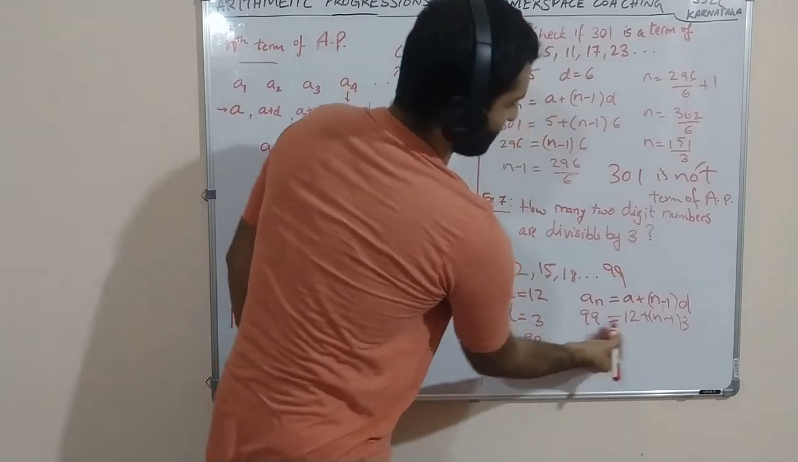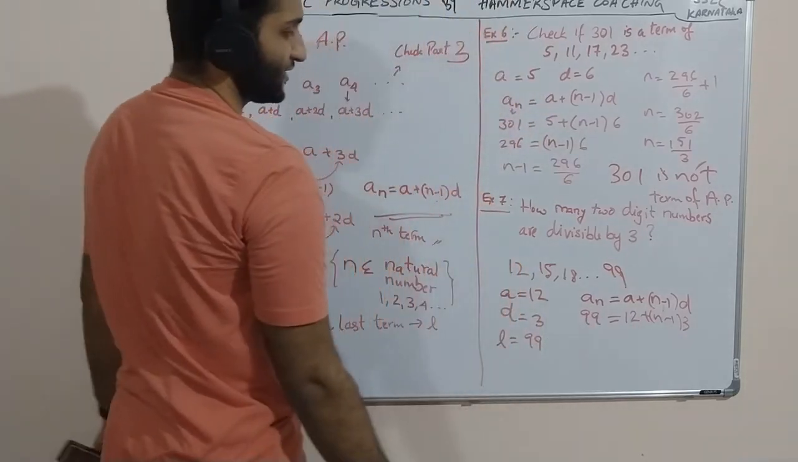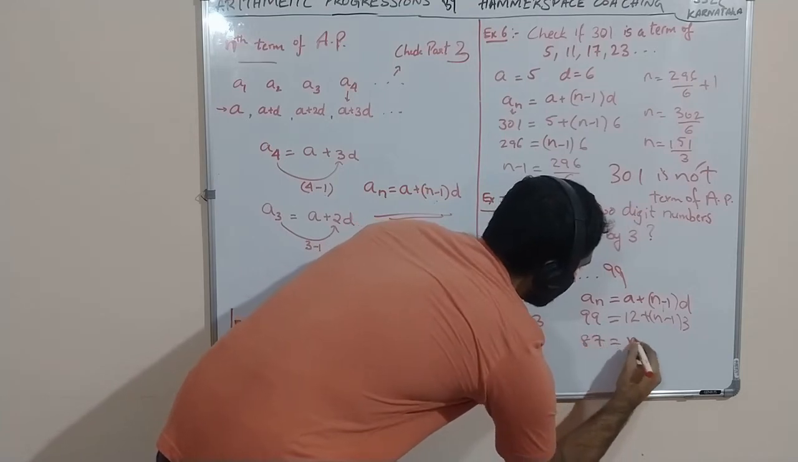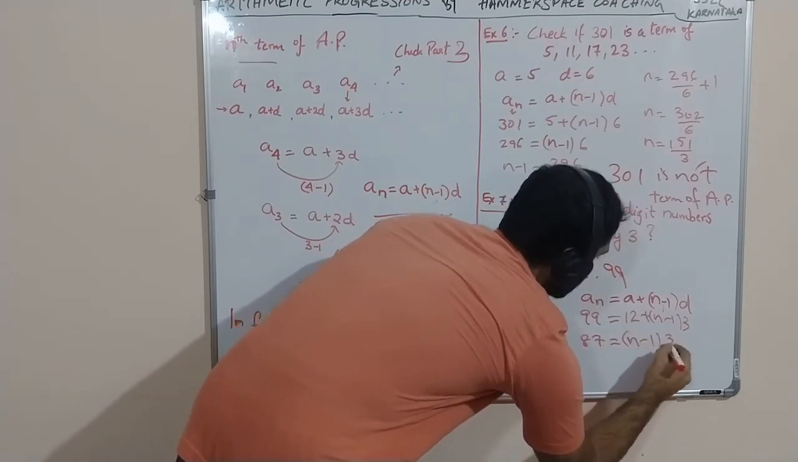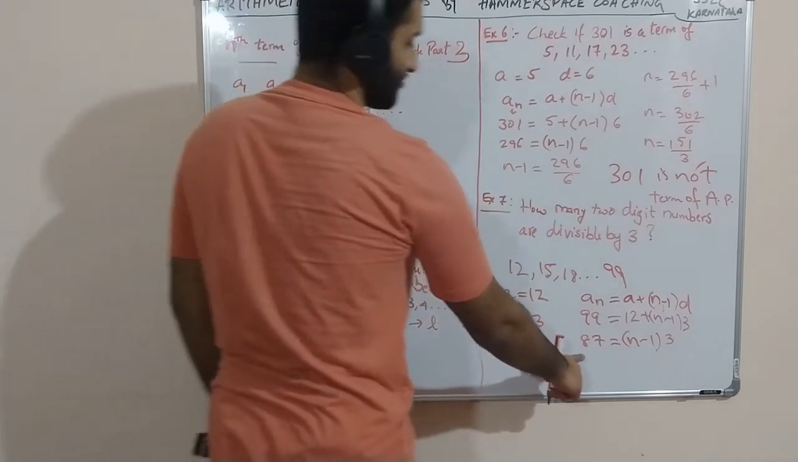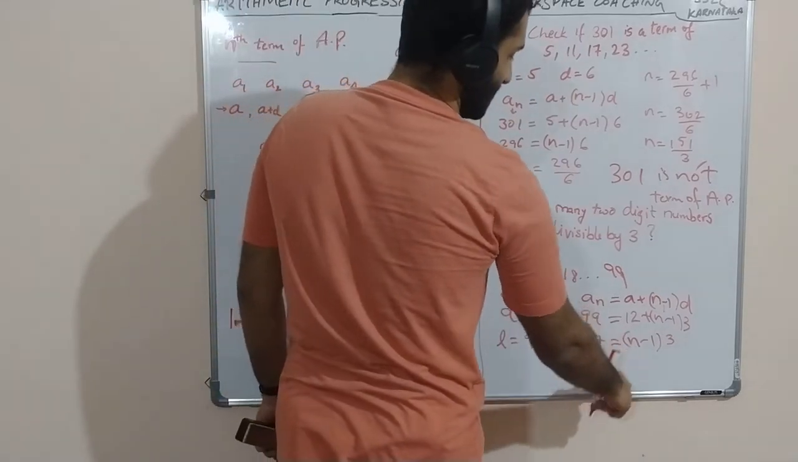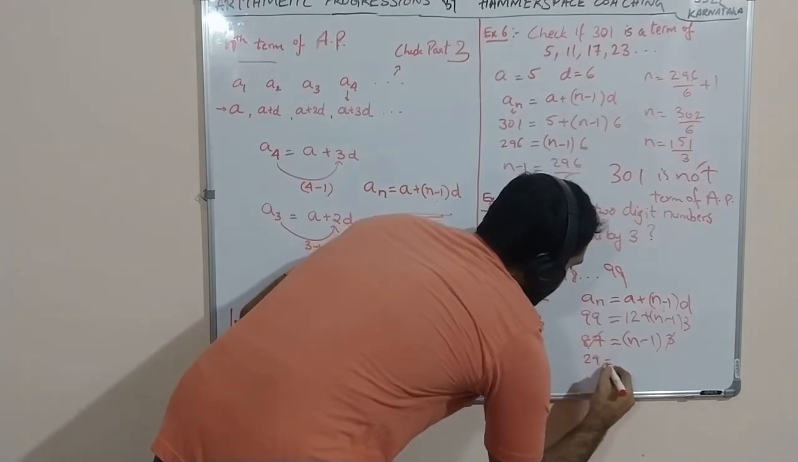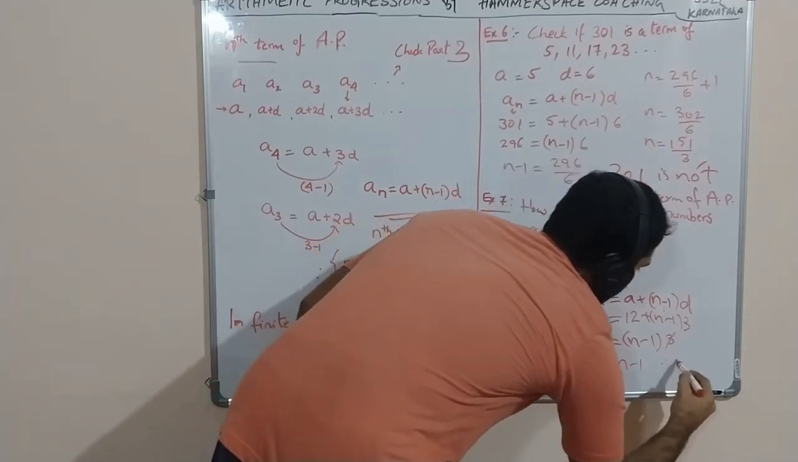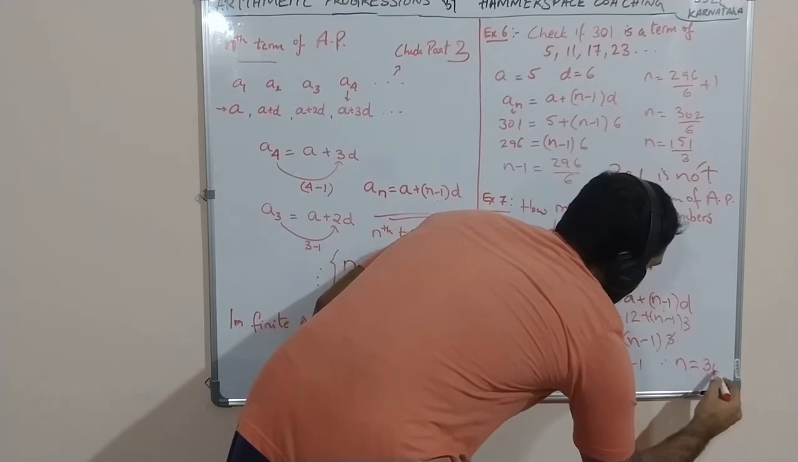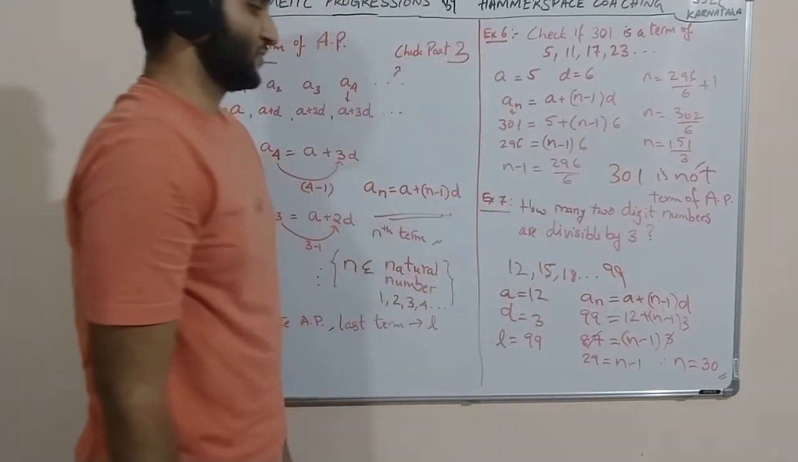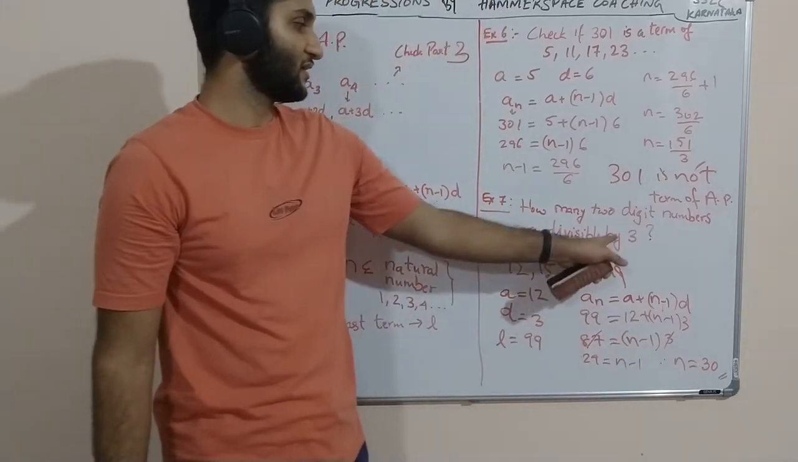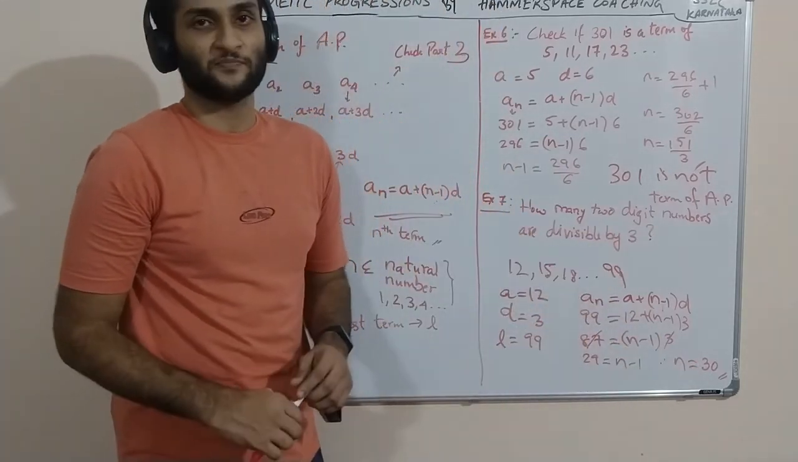3. If you solve this, 87 equals (n minus 1) into 3. It becomes 29, so 3 plus 29 equals n minus 1. Therefore, n equals 29 plus 1, that is 30. So there are 30 two-digit numbers that are divisible by 3.